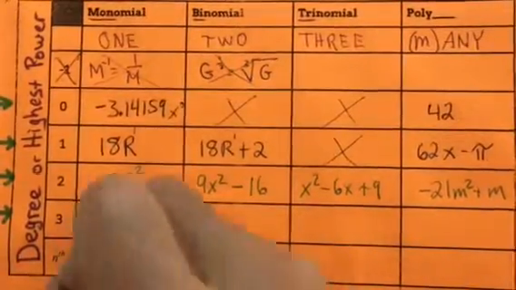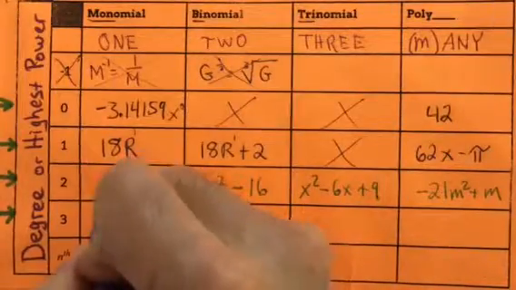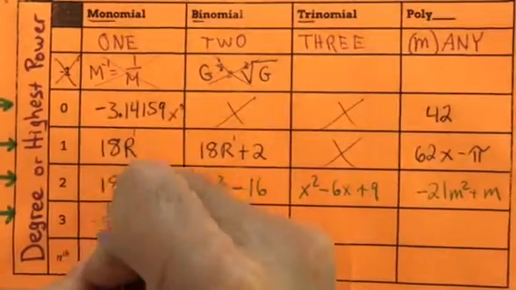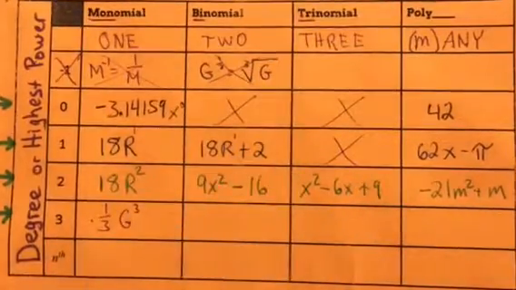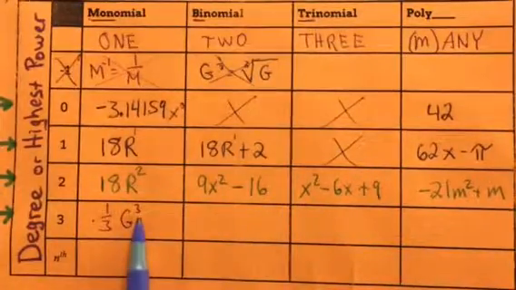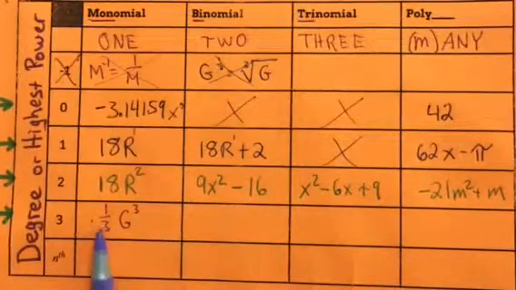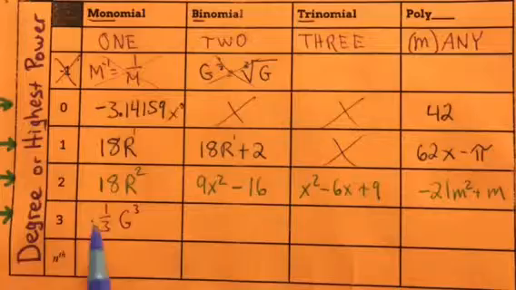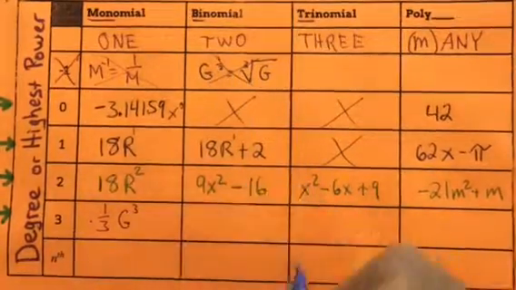Degree 3, monomial. I'm going to switch it up. Tired of 18. So long as my power is 0, 1, 2, 3, 4, etc., I'm good. The coefficient can be any number I want. 1/3 g to the third power, cool. A binomial, let's continue with this.